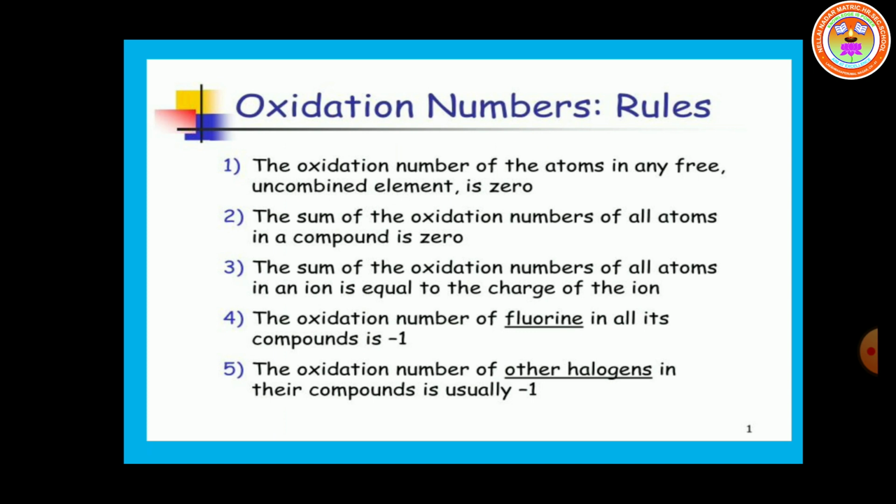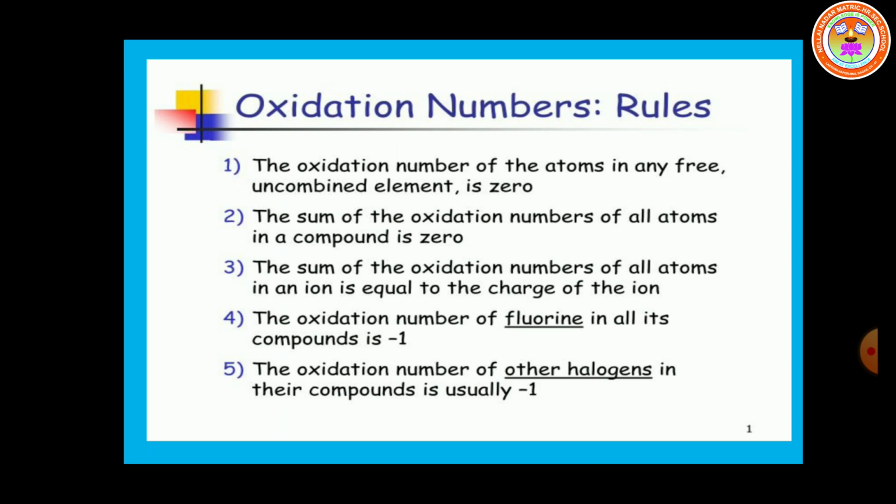First, the oxidation number of the atoms in any free, uncombined element is 0. Second, the sum of the oxidation numbers of all atoms in a compound is 0. So in a compound, the sum of the oxidation numbers of all the atoms is 0. Third, the sum of the oxidation numbers of all atoms in an ion is equal to the charge of the ion.